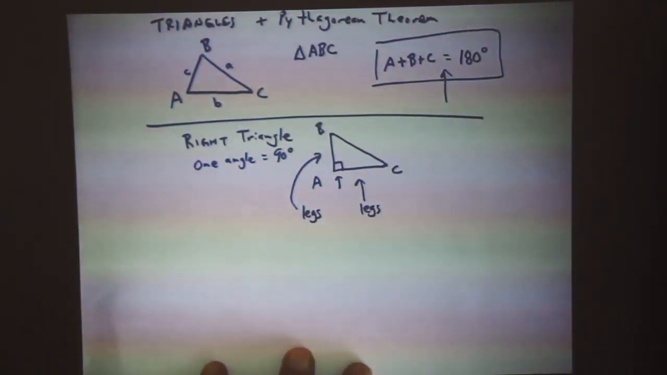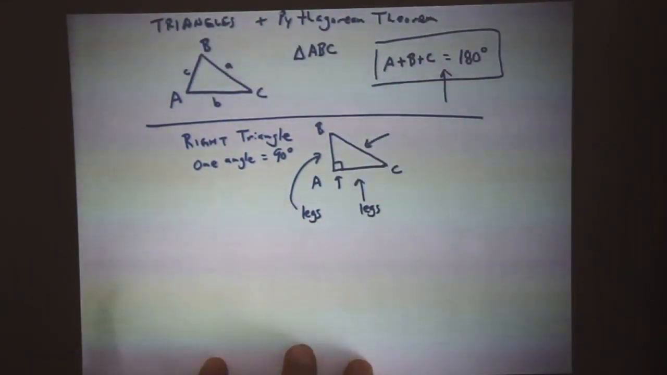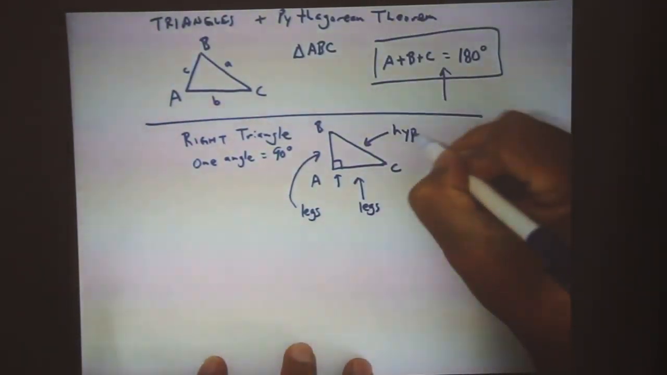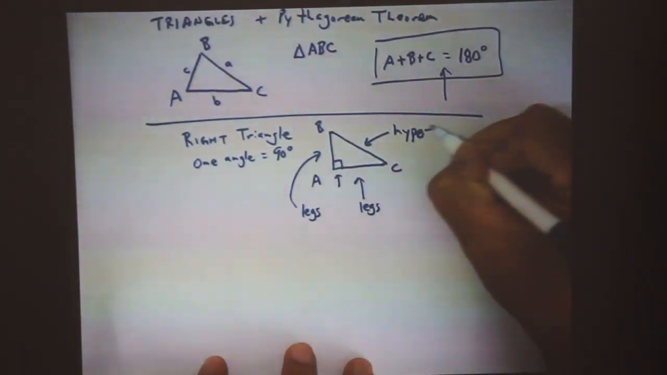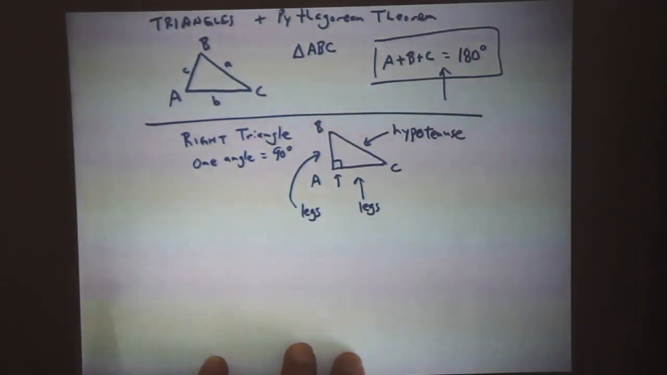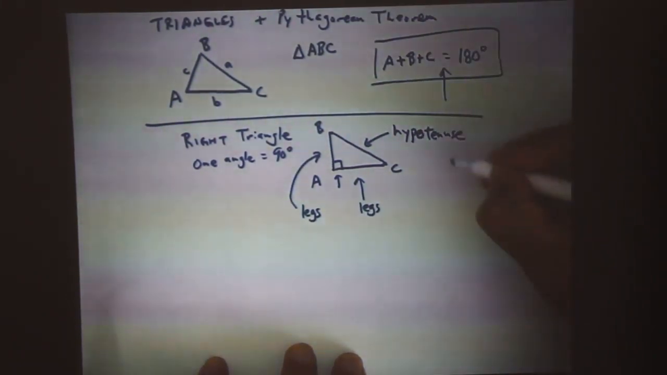The third side of the right triangle, so you have two legs. The third side, by default, there's only one side left. We call that the hypotenuse. So two legs and a hypotenuse. The hypotenuse is always the longest side.